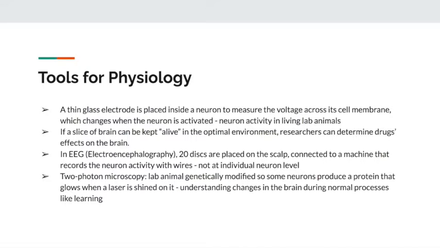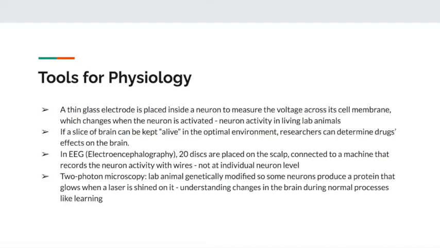Tools for physiology. A thin glass electrode can be placed inside a neuron to measure the voltage across the cell membrane, which changes when a neuron is activated. This can be done to monitor neuron activity in living lab animals. If a slice of brain can be kept alive in the optimal environment, researchers can determine drugs' effects on the brain.